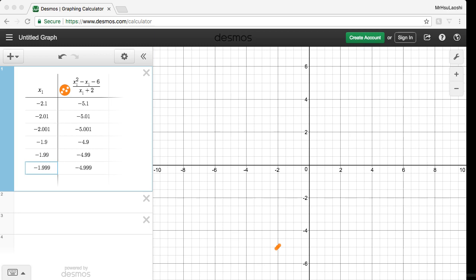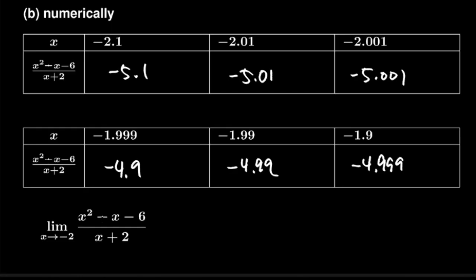What about from the right? Well, same thing, right? We see that as we get closer and closer to -2, the function's getting closer and closer to -5. So I'd say to just kind of do this on your own, to check that again if you need to. And here, we have the values. I just kind of snuck that in there as you were looking at the other thing. But yeah, so just from the table alone, we can already tell we will get -5.